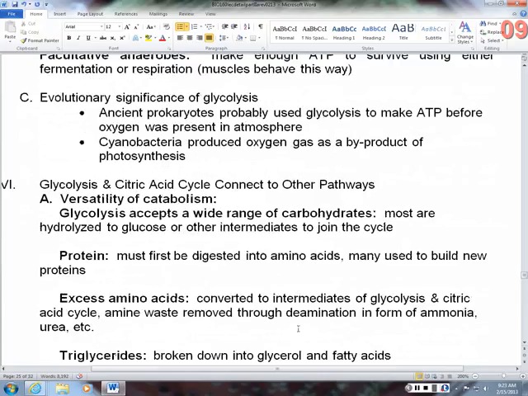So we obviously do consume things other than just carbohydrates, and ones other than glucose. Glycolysis is going to accept a wide range of carbohydrates. So if you are a sugar other than glucose, you're going to get hydrolyzed to glucose or other intermediates in the cycle and join in. So you've got those 10 steps, and the other carbohydrates are going to join somewhere along those 10 steps.